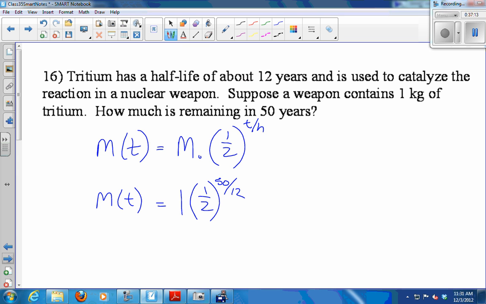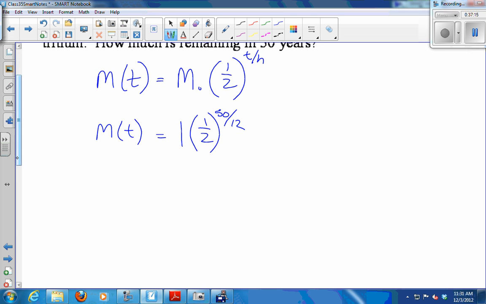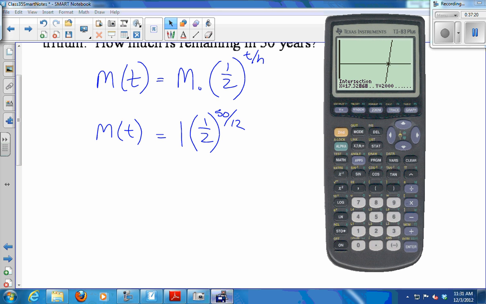So the amount I have left, I can just calculate by putting this in my calculator. I do have to be careful with the order of operations. I'm going to do 1/2 to the 50 over 12. Put parentheses around the 50 over 12 because you want it to calculate that before doing the exponent. And then we just multiply by 1, which isn't going to change anything.